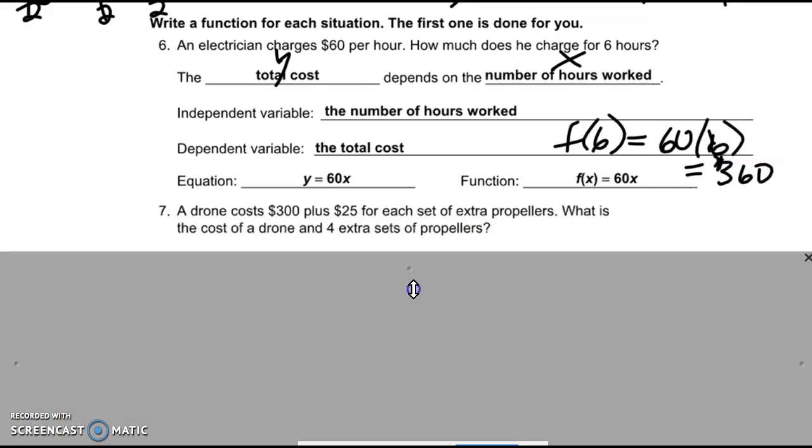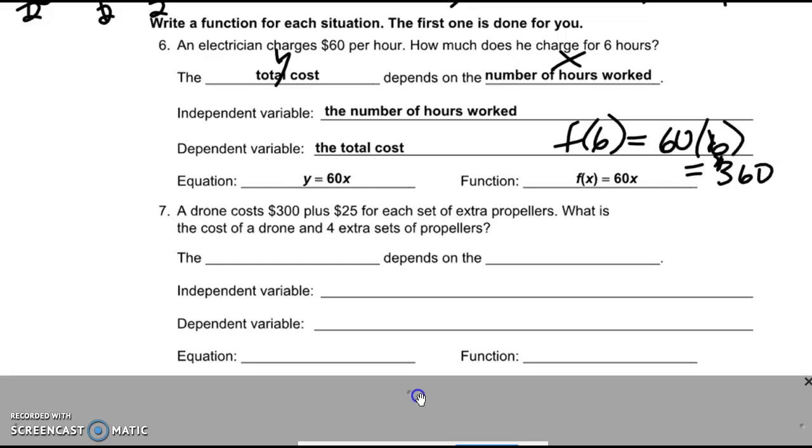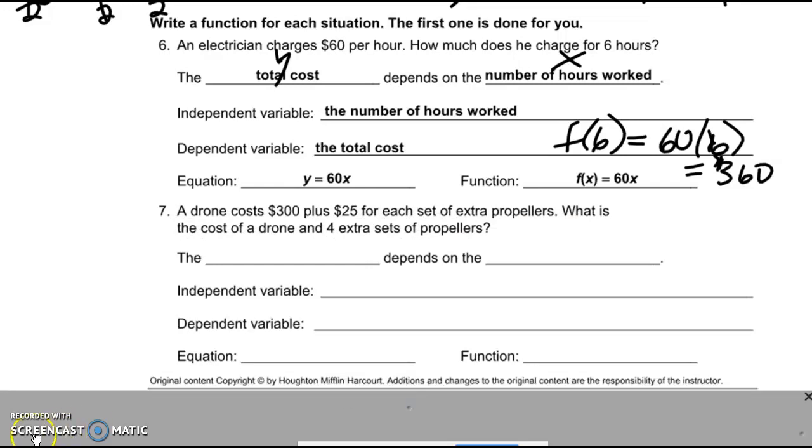Okay, so I want you to try to figure out number 7 on your own, and then we'll discuss it together. Nolan, what did you think? How did you fill out the blank? The blank depends on the blank. The cost of the drone depends on the set of extra propellers. Yes, very good. The total cost will depend on how many sets of extra propellers he wants.